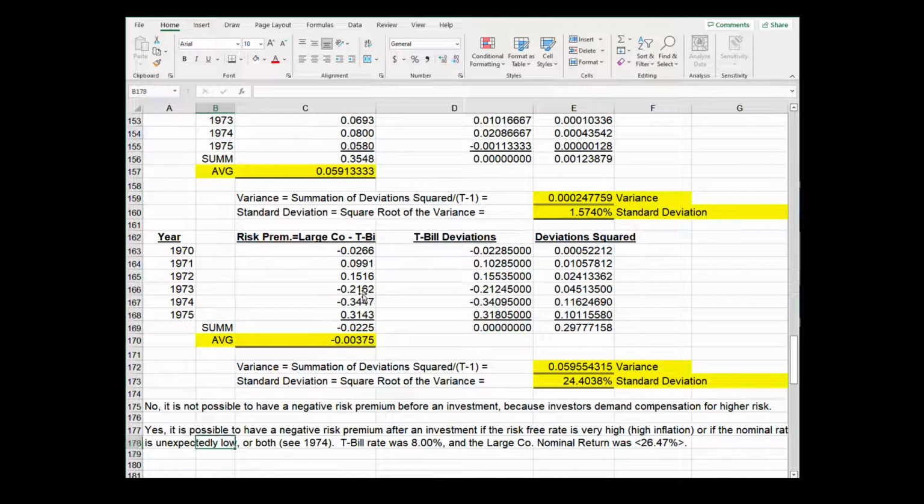Both happened. T-bill rate was very high at 8%, and the stock market was wildly fluctuating, where the nominal total return for large company stocks was negative 26.47. This can result in a negative risk premium after the fact. And there are your answers to problems 7 and 8.